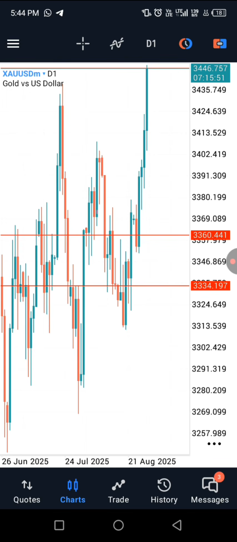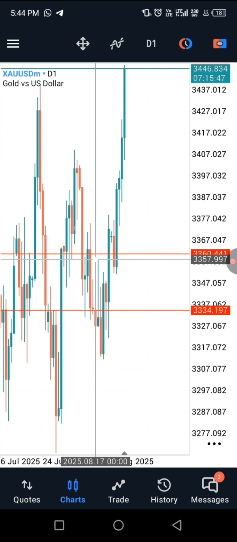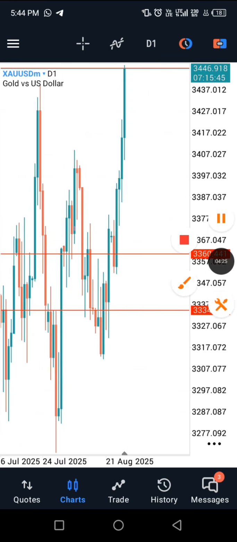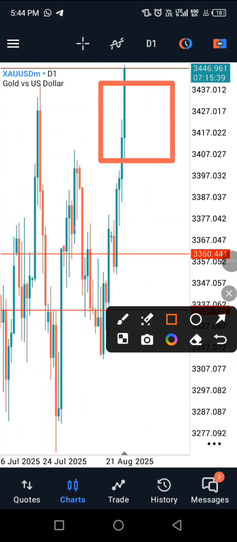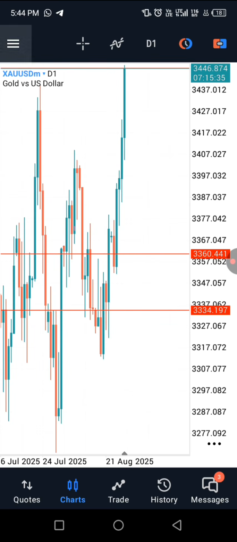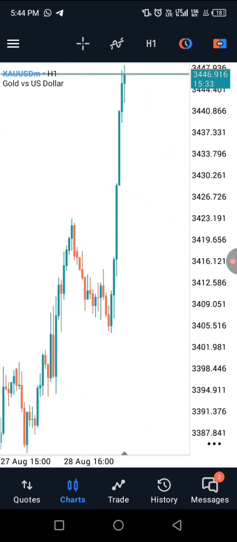Basically, I'm a day trader, so I love trading from the daily time frame. I look at the daily candle. If you look at this daily candle right here, you're going to observe that the market has been bullish, right? So if you now go to the 1 hour time frame, let's go to the 1 hour time frame, guys.